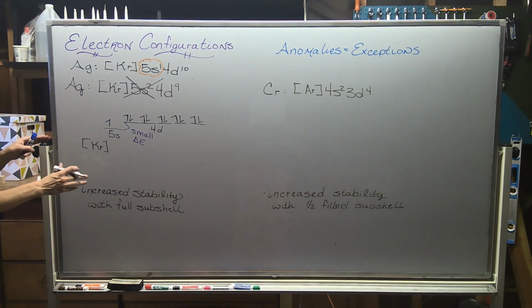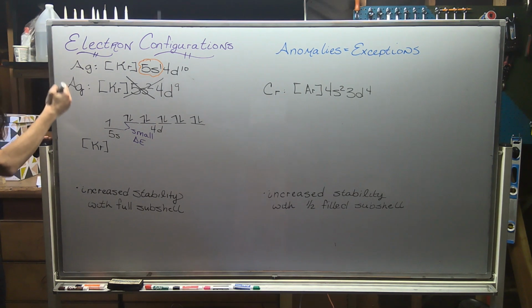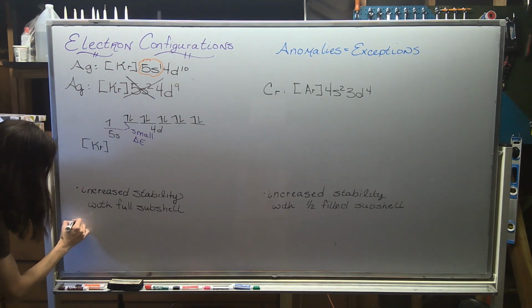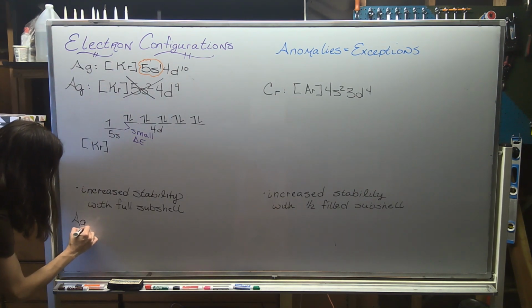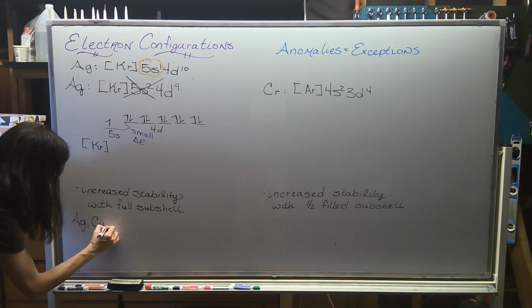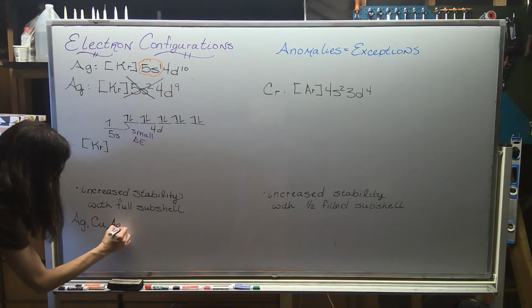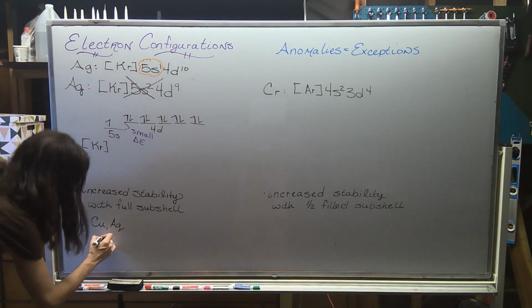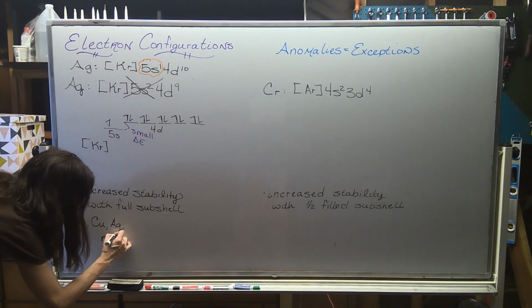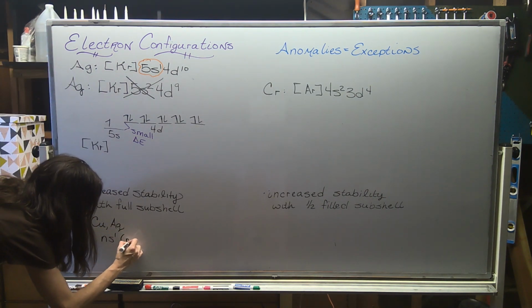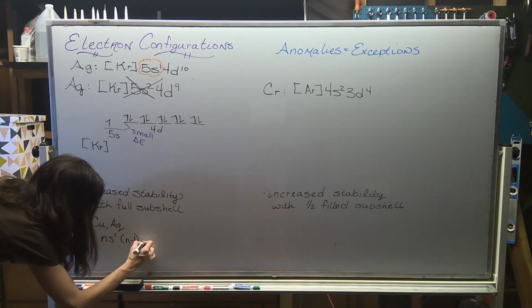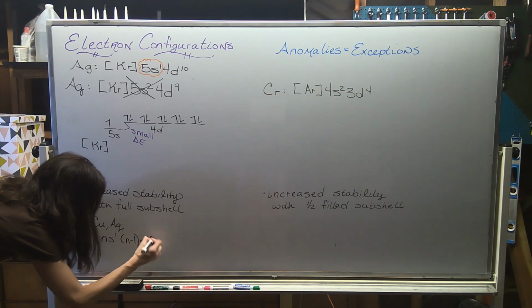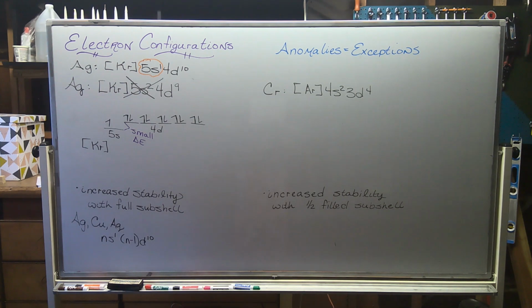So besides silver, everyone in that same group there will exhibit a similar anomaly. So we see the same anomaly with copper and gold as well, where you're going to have ns1 and (n-1)d10 as your electron configuration.